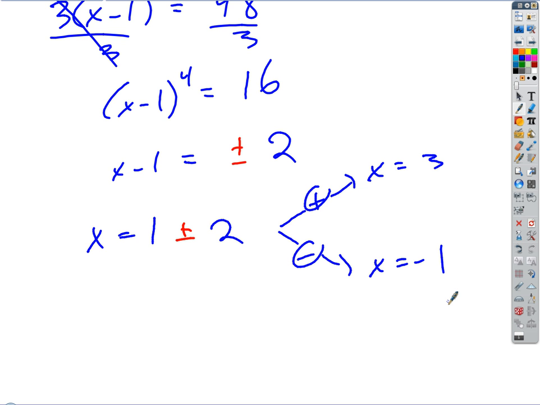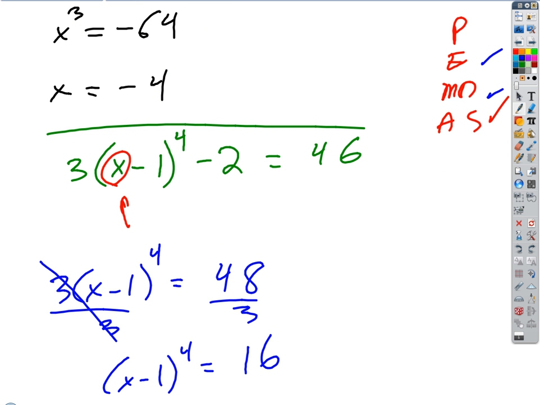How would we check that on a test? Plug them back in. Absolutely. And that's as hard as it gets. That's as hard as that assignment's going to get. No big deal.